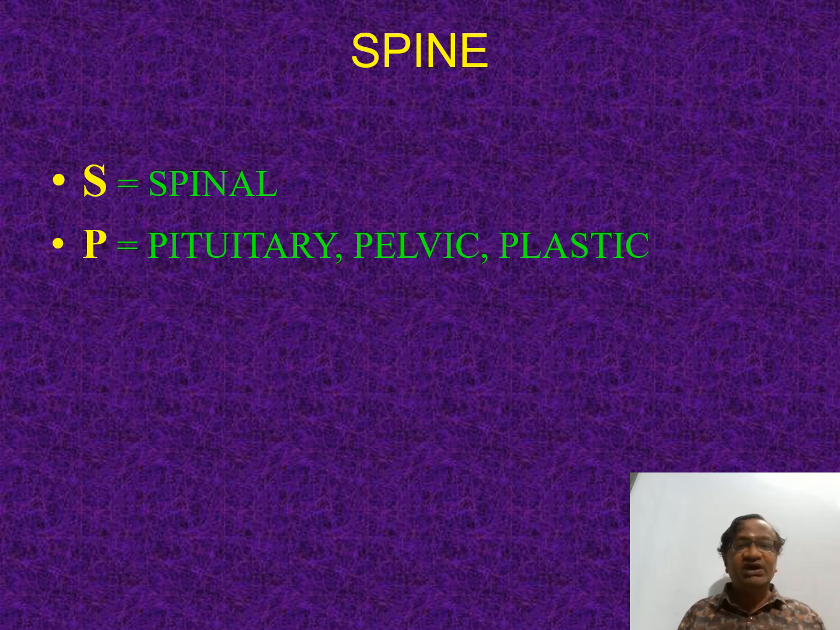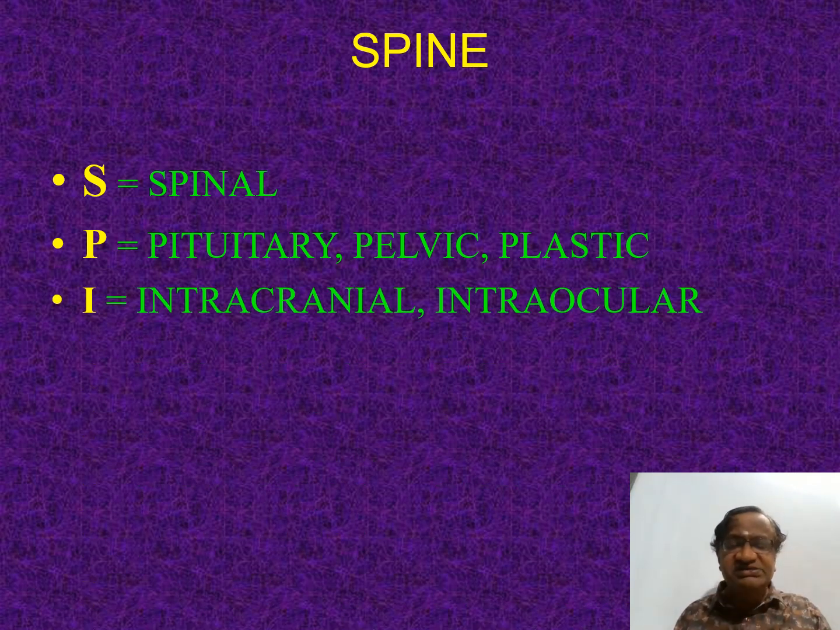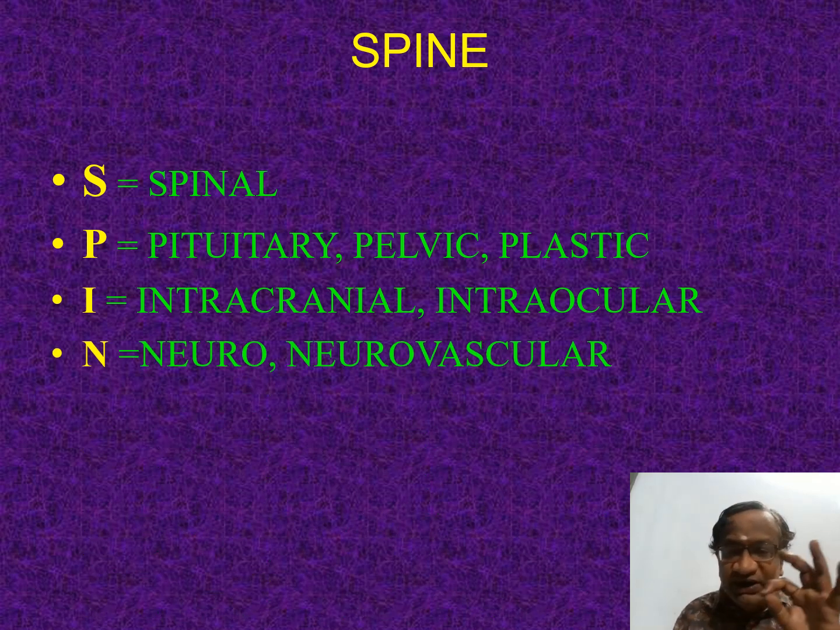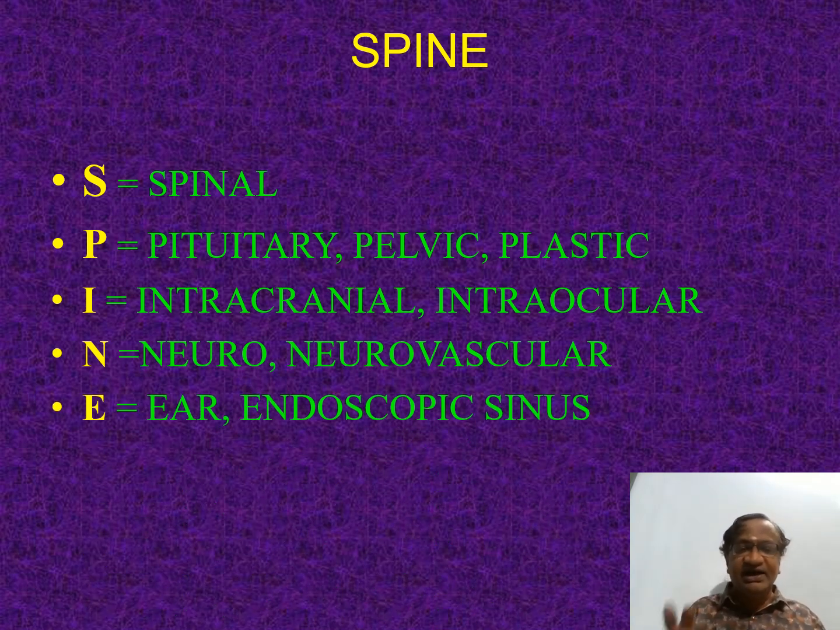What is spine? Everyone knows what is spine. So we have spinal surgeries, pituitary, pelvic and major plastic surgeries, intracranial and intraocular surgeries, neuro and neurovascular surgeries, ear and endoscopic sinus surgeries. These are the indications of controlled hypotension.